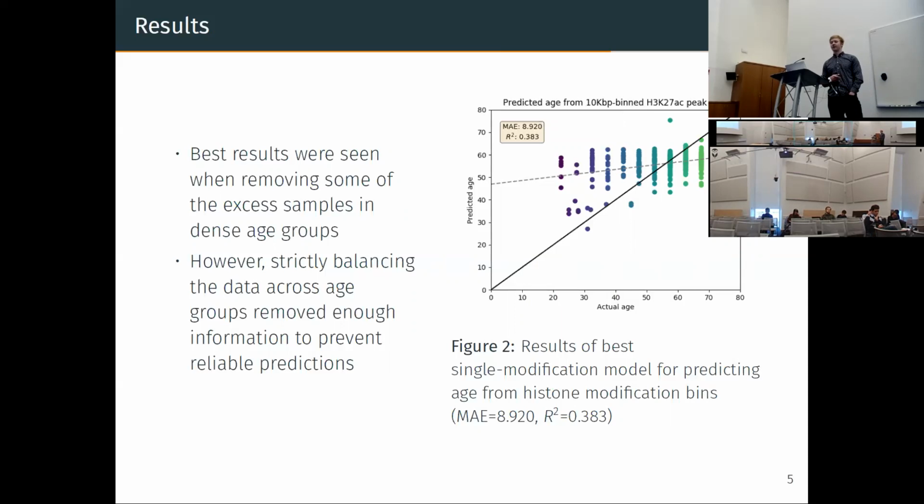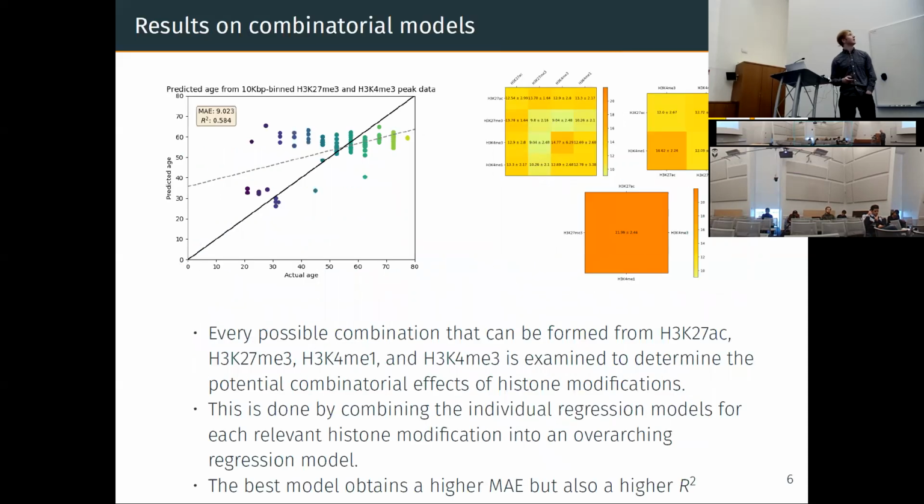Because if we strictly balanced everything, it would absolutely destroy every mean absolute error in our squared that we found. And another thing we wanted to do is, because these are histone modifications and not just cytosine methylations, we wanted to explore combinatorial effects. We thought this would be a much better approach, but the problem with this is, again, the number of data points especially, and samples were not consistent across these.